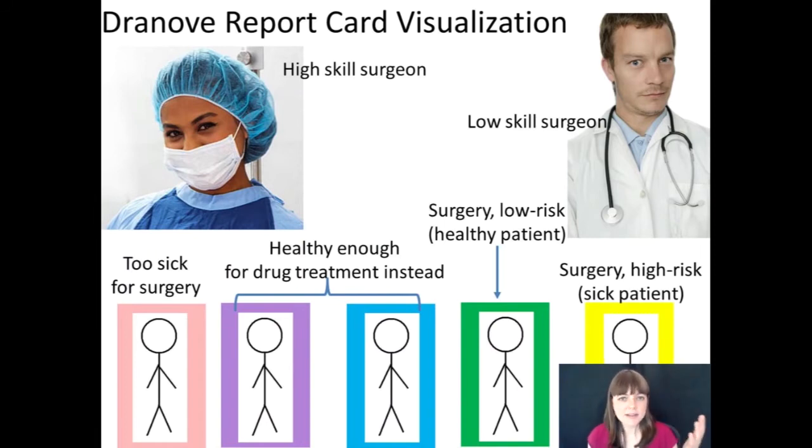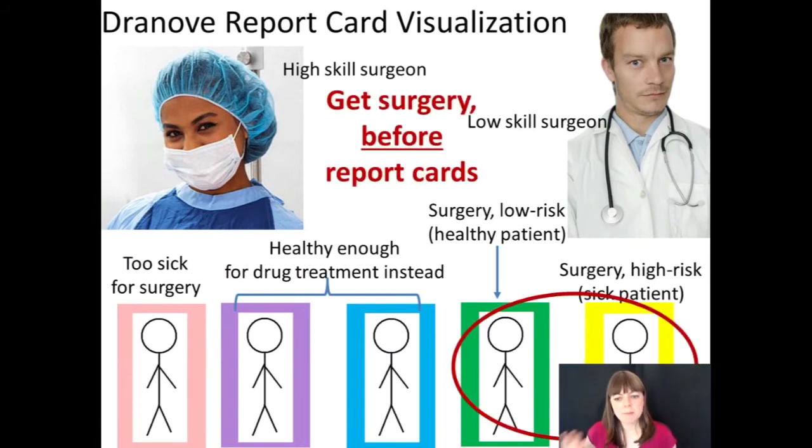All right, so what happens before we have doctor report cards and after? Before the report cards, the people who get surgery are the people that should get surgery. They are the low-risk patients for whom the cost-benefit analysis says surgery is worth it, and also the high-risk patients for whom the cost-benefit analysis is worth it. This is the green and the yellow patients in this analysis.